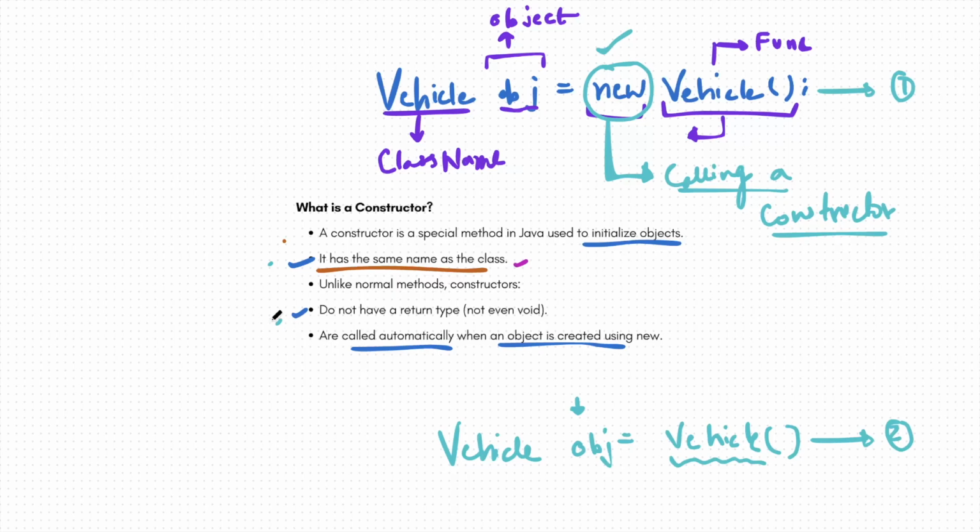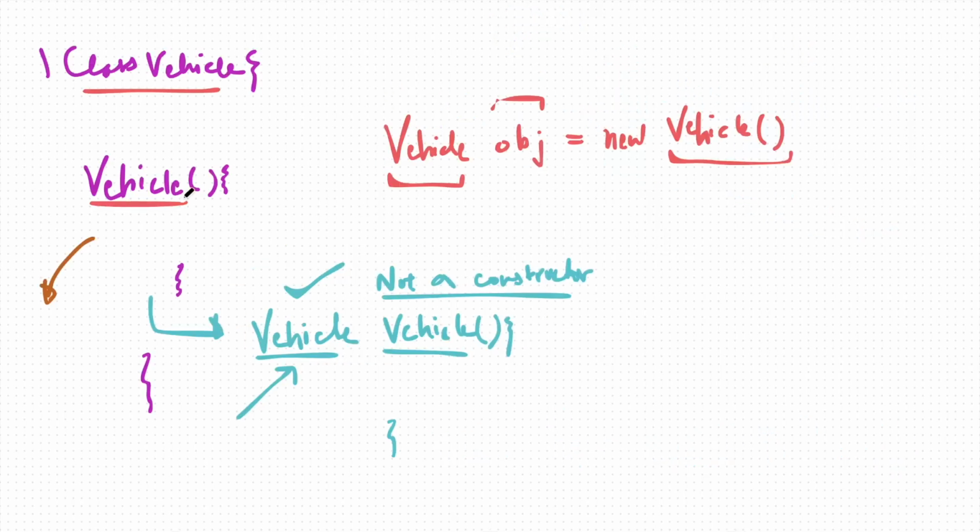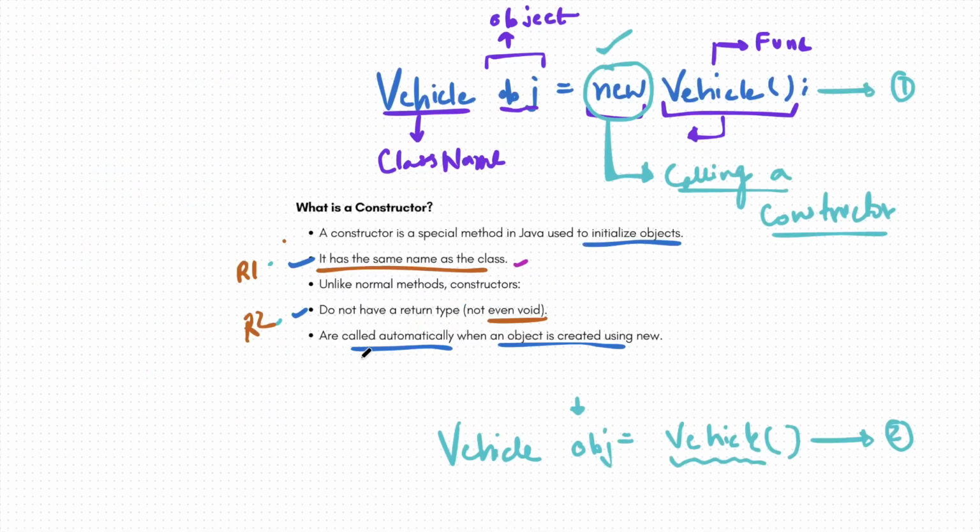So the rule says it has the same name as the class. That was my rule number 1. What is my rule number 2? Rule number 2 says the constructor should not have a return type, not even void. So you must have understood why the constructor does not have a return type: because Java adds it automatically, and if you add a return type on your own, it means you are creating a custom method, and that is no more a constructor.